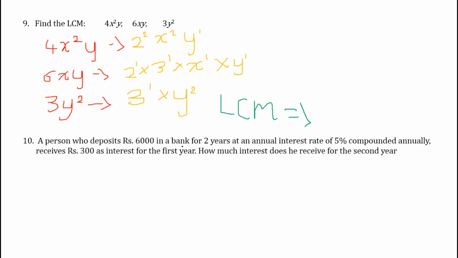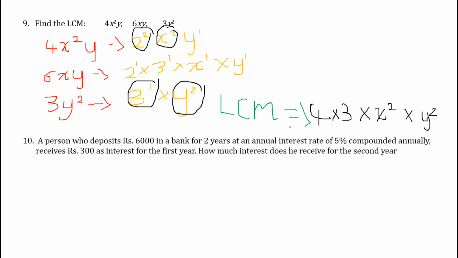LCM will be the largest common multiple. Now let's check the largest common multiple for each and every term. So for 2, the largest is 2 squared, that gives you 4. And for 3, 3 to the power 1. And for x it is x squared. And for y it is y squared. These are the largest factors. So when you do this, the LCM of these terms will be 12x squared y squared.